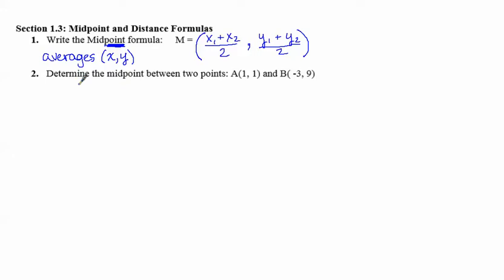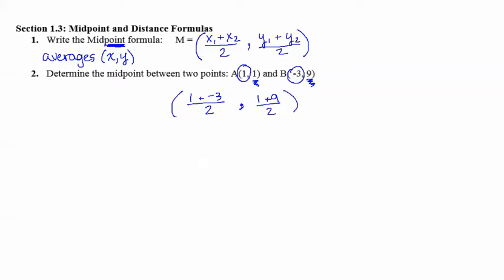So when they ask you in problem number 2 to determine the midpoint between these 2 points, you're first going to deal with the x's. Add them all together and divide by 2. So that's going to be a 1 plus a negative 3. All of that divided by 2. And then you're going to take the y's, these are the values, and you're going to add those together and divide by 2.